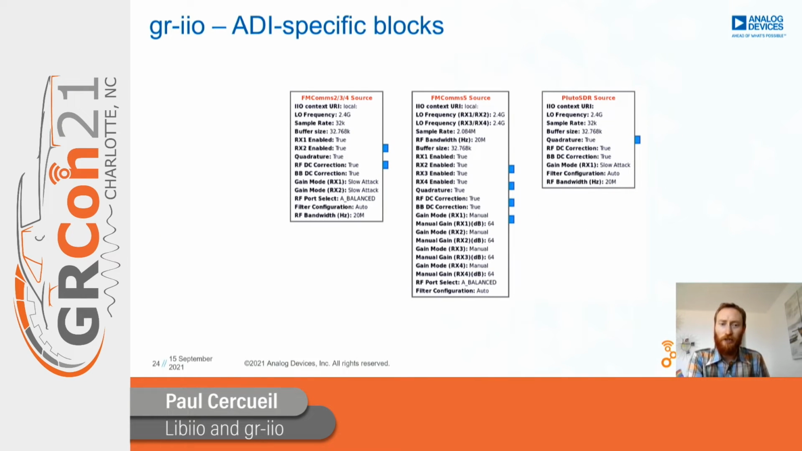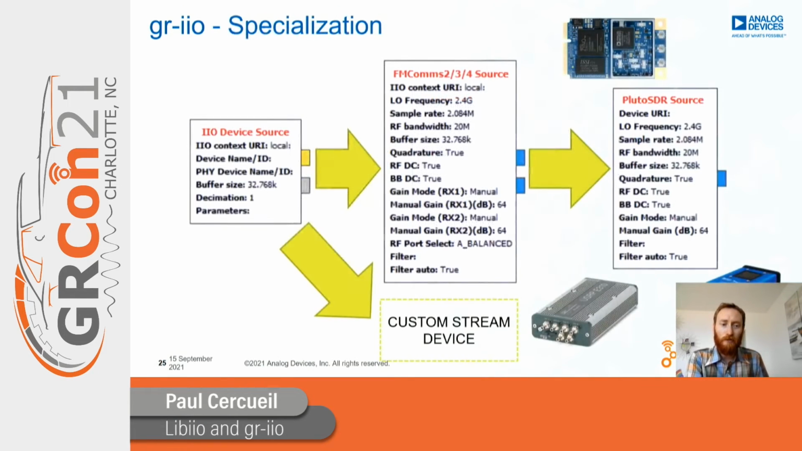Then we have ADI specific blocks, the FMCOM2, 3, 4, FMCOMs5, and the PLUTO SDR blocks. Source and sinks can be used with ADI specific products. These blocks are actually just specializations of the IO device source block. You can do everything you can do with a PLUTO SDR source with the IO device source and the IO attribute blocks as well.